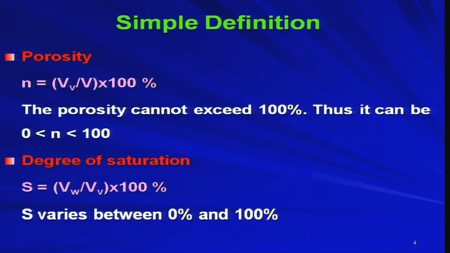So, VW by VV. S varies between 0% and 100%, of course, because at the most you can have VW equal to 0, that means a completely dry situation, which is again a two phase system. You have soil solid particles and you have air, there is no water. In that situation your degree of saturation is equal to 0. And if you consider fully saturated soil where you do not have any air, then your VW becomes equal to VV, as we have seen in the phase diagram. So your S becomes 100%.